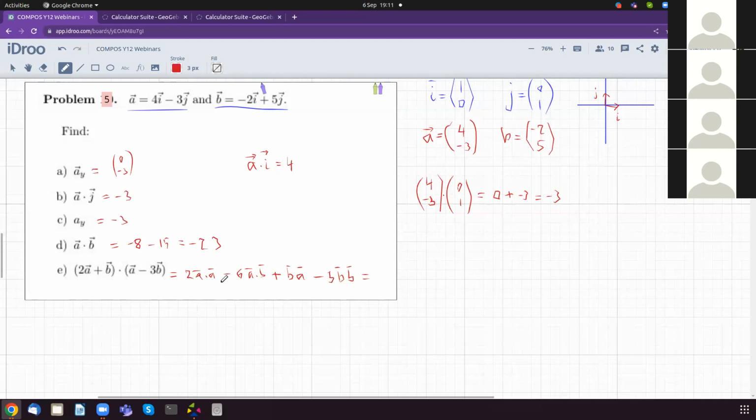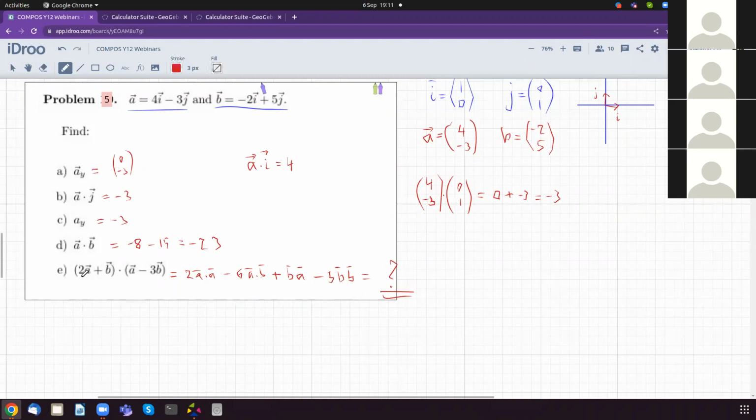And AA, so it's vector A times A. So it's 4 times 4, 16. You know what? I'll leave it to you to complete it. I'll do it in a different way.